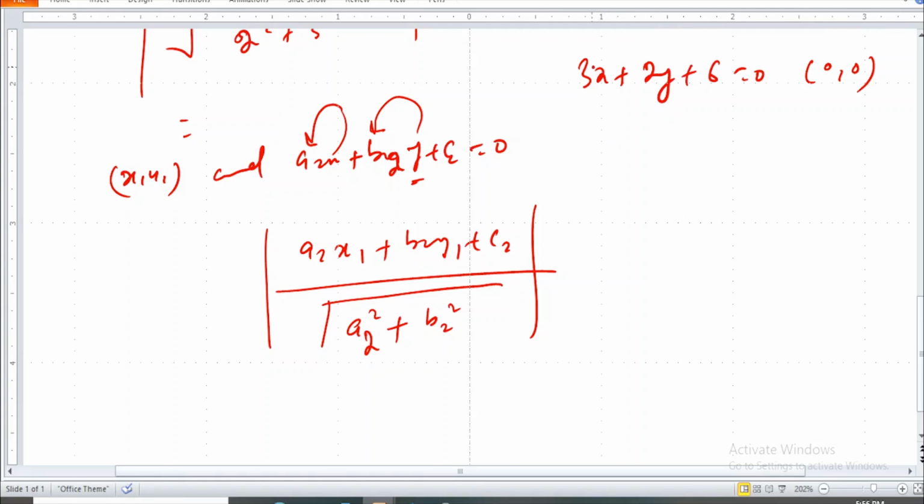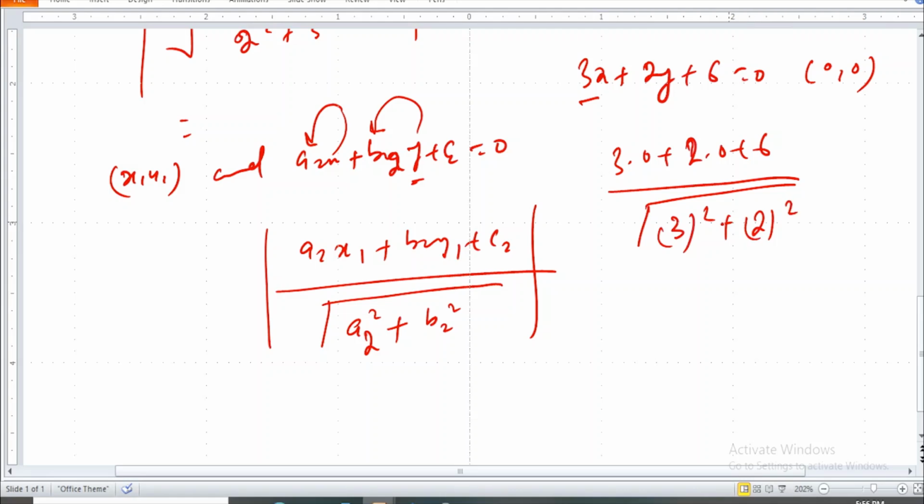Put the point in the line, or we can say replace x with 0 and y with 0. So 3 times 0 plus 2 times 0 plus 6, and divide by the square root of the sum of the squares of the coefficients, 3 squared plus 2 squared. So 6 over root of 9 plus 4, which is 6 over root 13. So this is the perpendicular distance of this point from this line. Now proceed further.